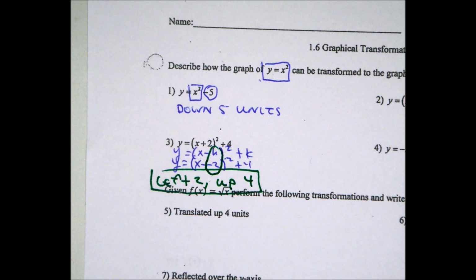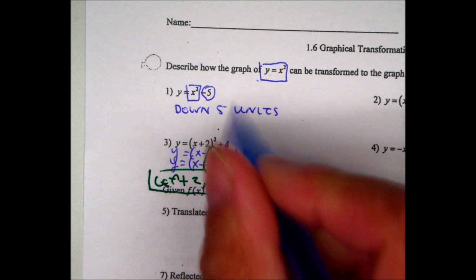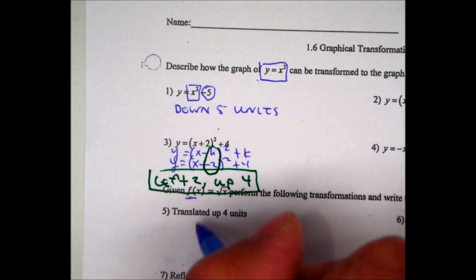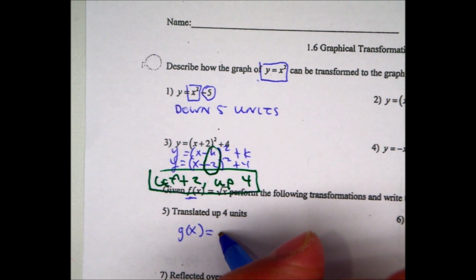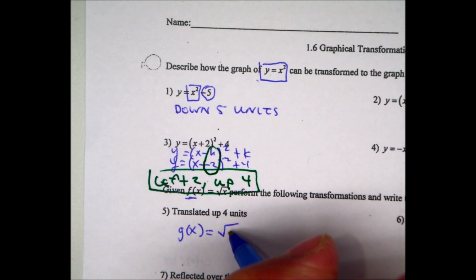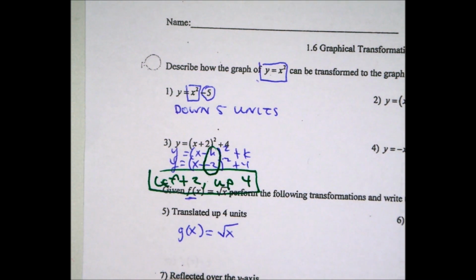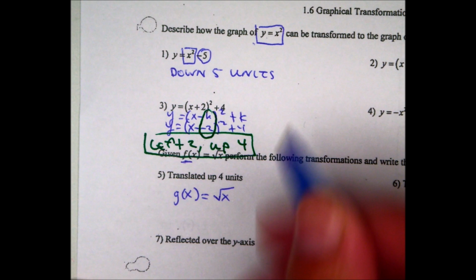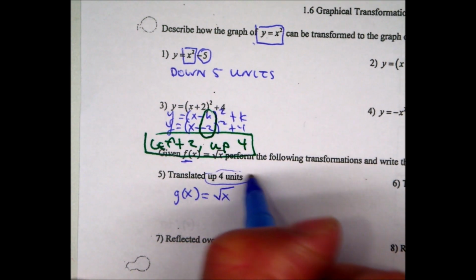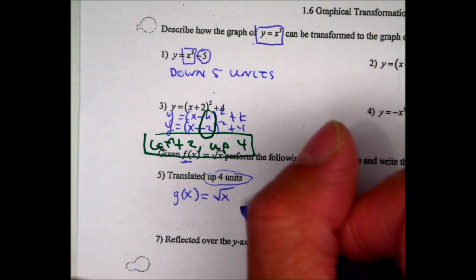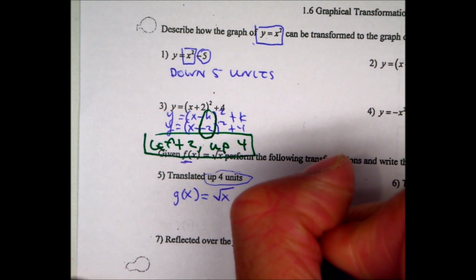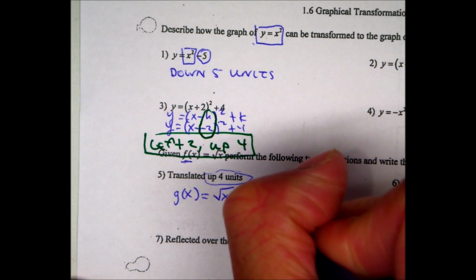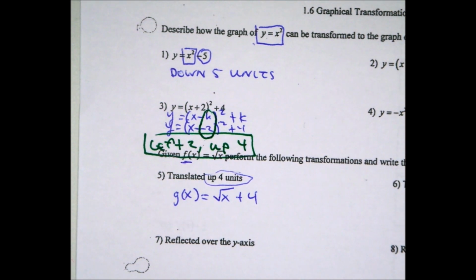Number 5, Mariana. So we got to pick a different function because the original one's f. So you can do g of x. Square root of x minus 2. For number 5? You said minus what? We're going up 4 units. Is the plus 4 inside the square root or outside? Outside. It would be outside. Okay.